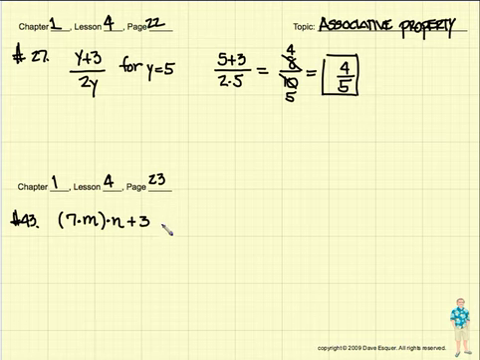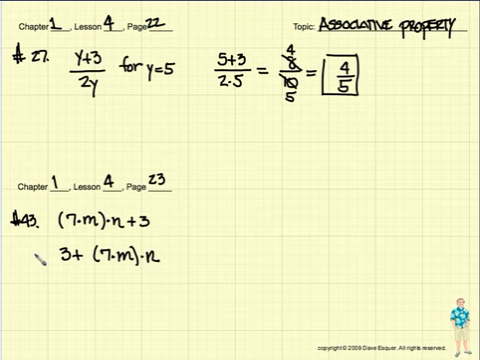Chapter 1, Lesson 4, number 23 says let's use the associative and the commutative property to come up with some solutions or some equivalent expressions. Remember, we can commute, move things back and forth in addition and in multiplication, and we can associate things by moving the parentheses around in addition and multiplication. So one equivalent example might be just put the 3 in the front. 3 plus 7 times m times n. That would be one equivalent expression.